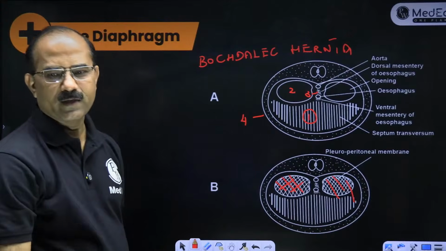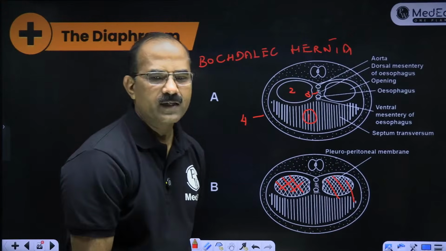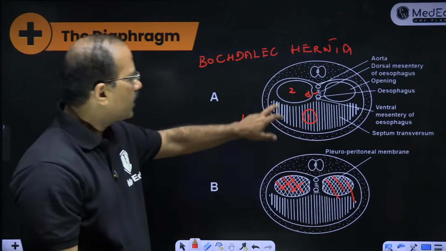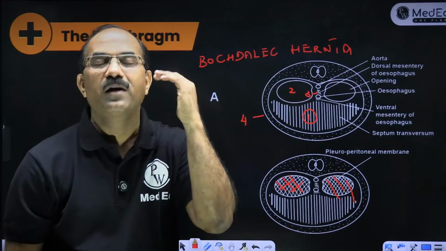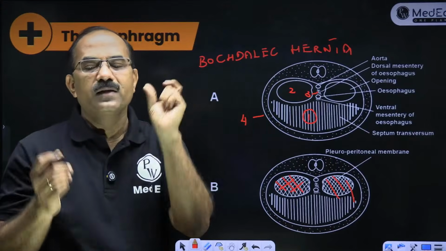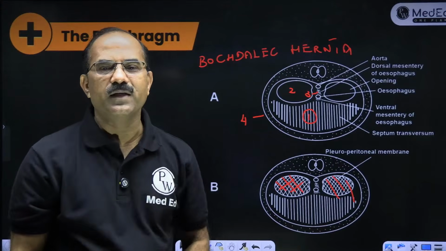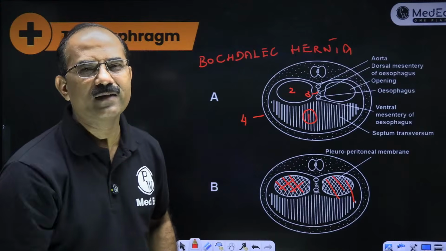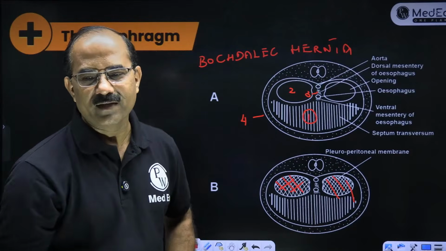Bochdalek hernia. If the pleuroperitoneal membranes do not fuse, there is a gap in the diaphragm which is posterior and lateral, that is known as Bochdalek's hernia. Remember this, it comes in MCQs. Bochdalek's hernia comes in MCQs.